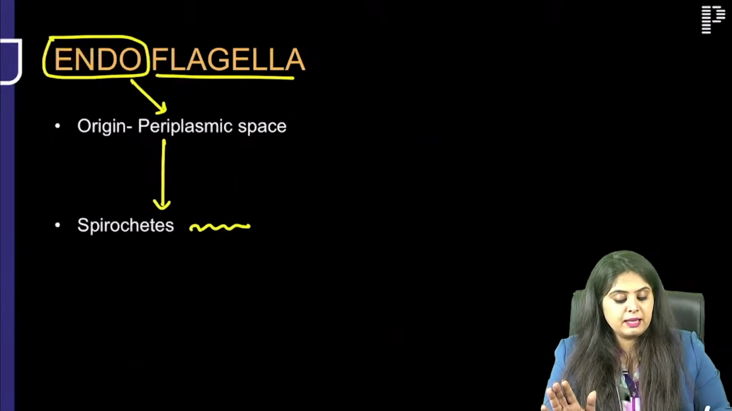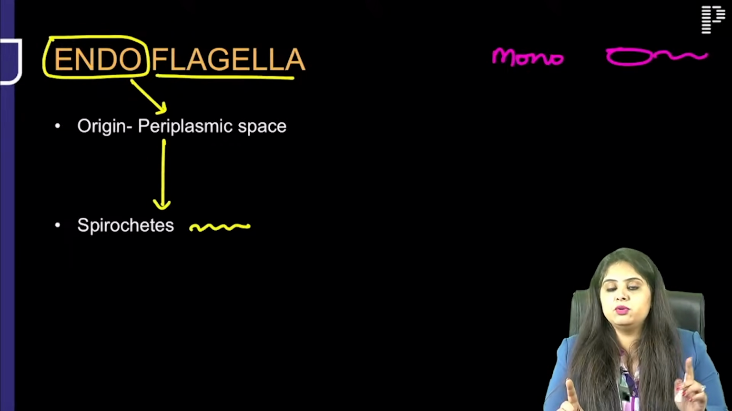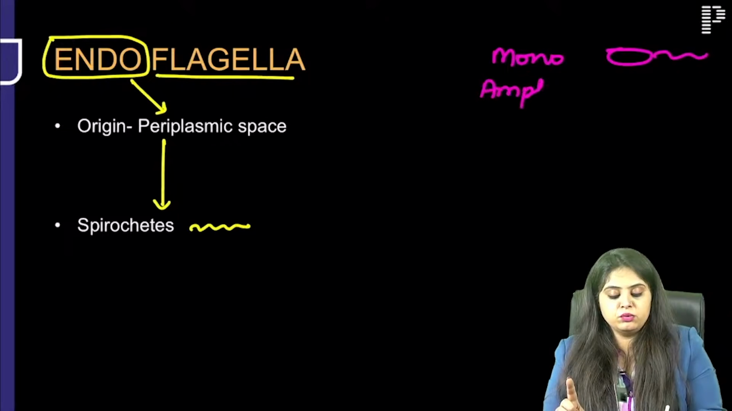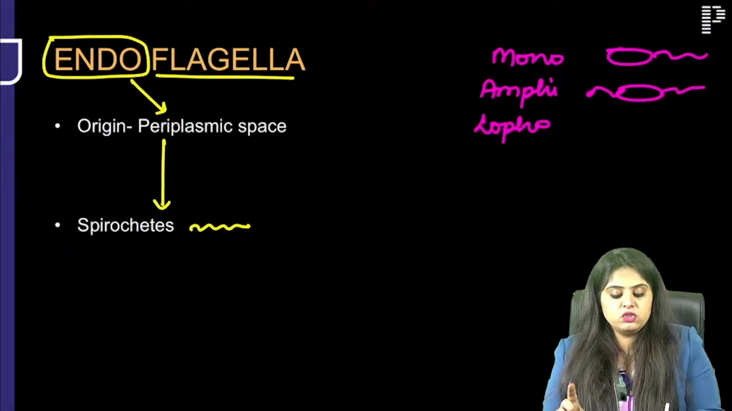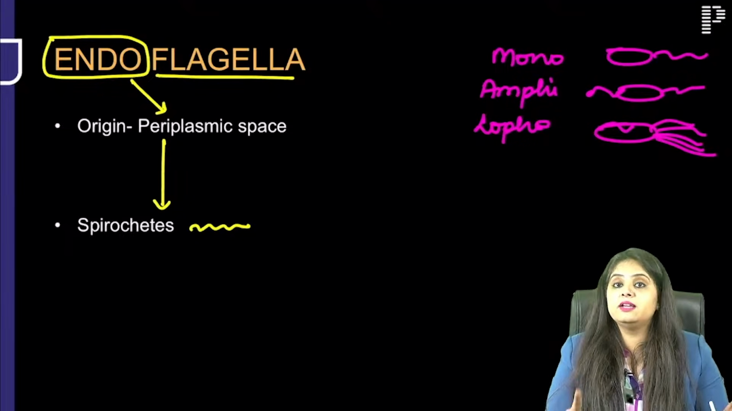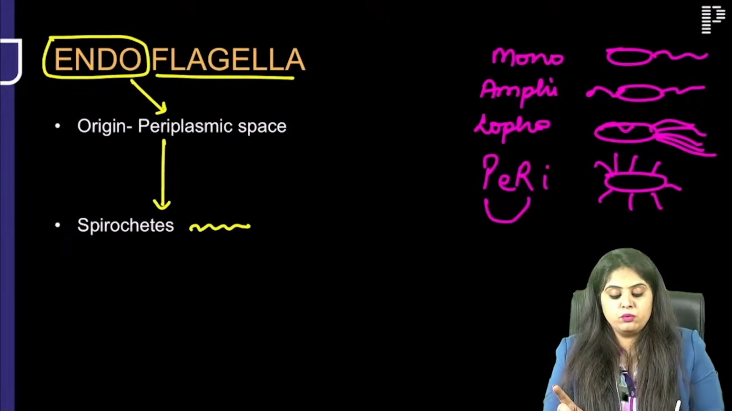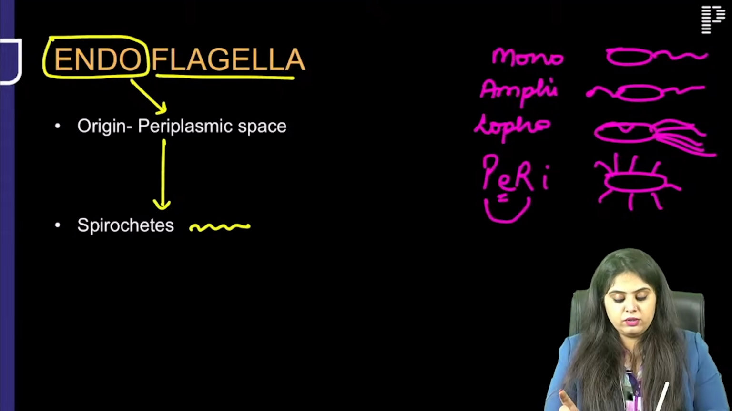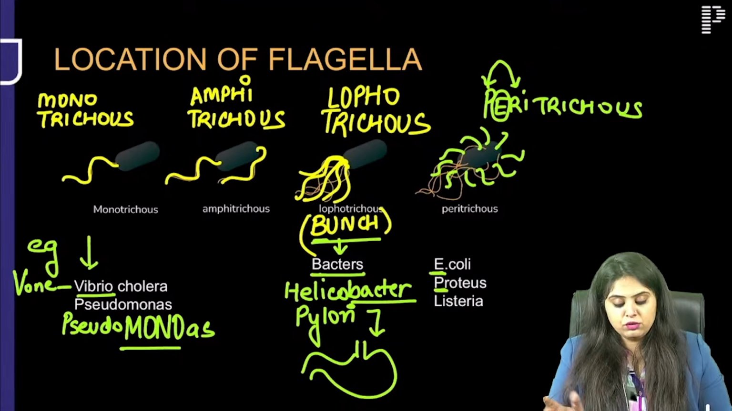I'll give you a quick recap without us looking at it. Tell me the examples of Monotrichous. Mono means one, ma'am. It is Vibrio 1 and Pseudomonas 1. Then if it is present on both sides, it is known as Amphitrichous. If it is present as a bunch, that is known as Lophotrichous. Bacters have a bunch, Helicobacter. And if it is present all over the periphery, it is known as Peritrichous, which is seen in Proteus and it is seen in E. coli. Did you remember the location? I hope you're not just reading, you're learning with me in class and going back. So location is also done.